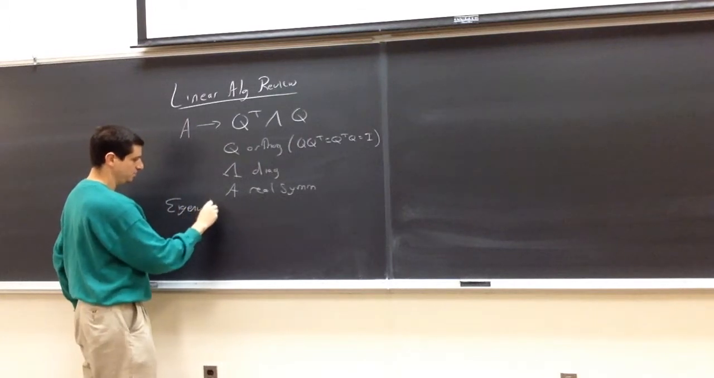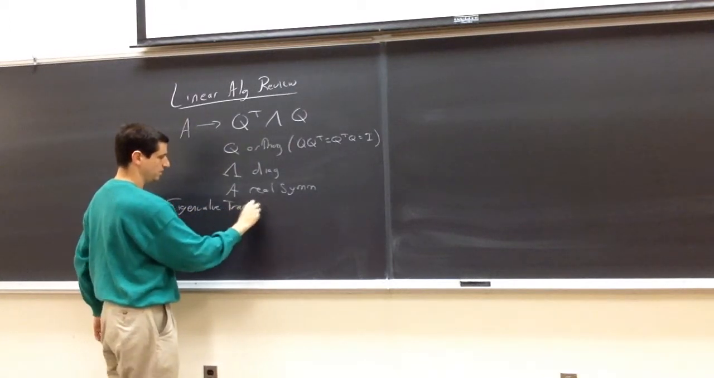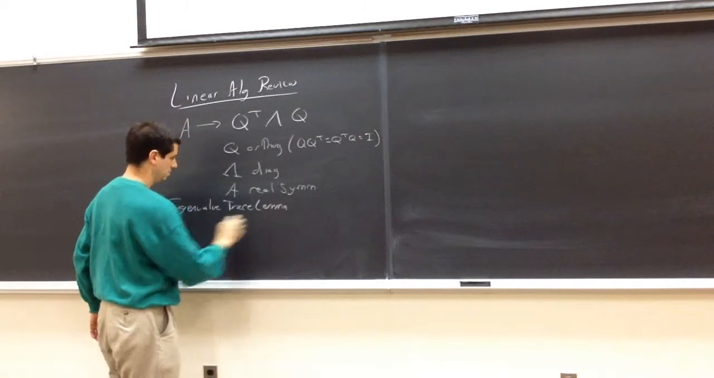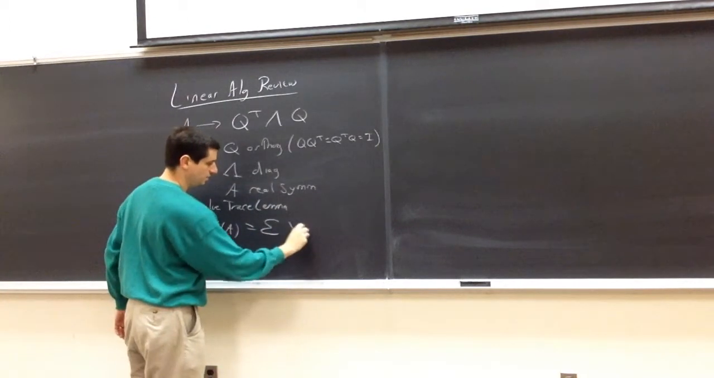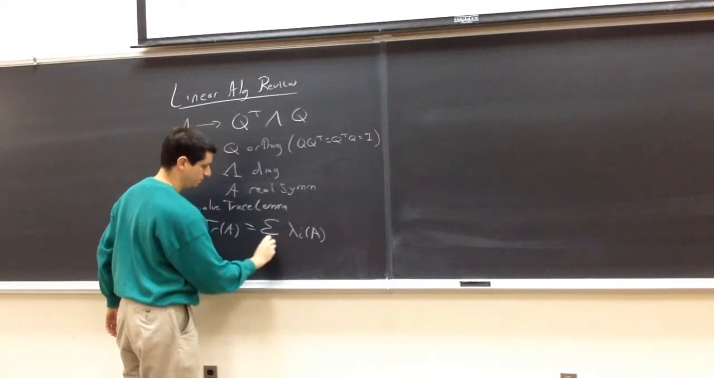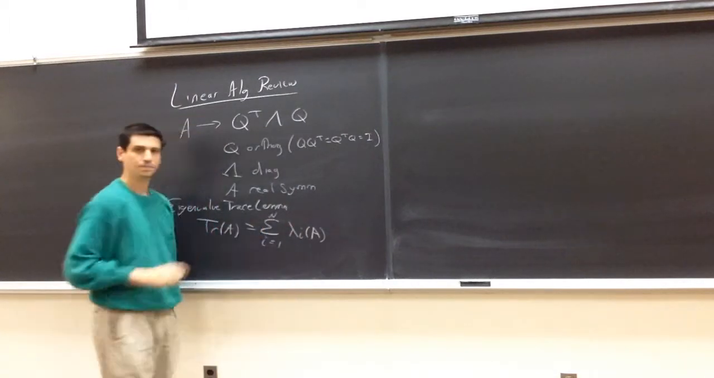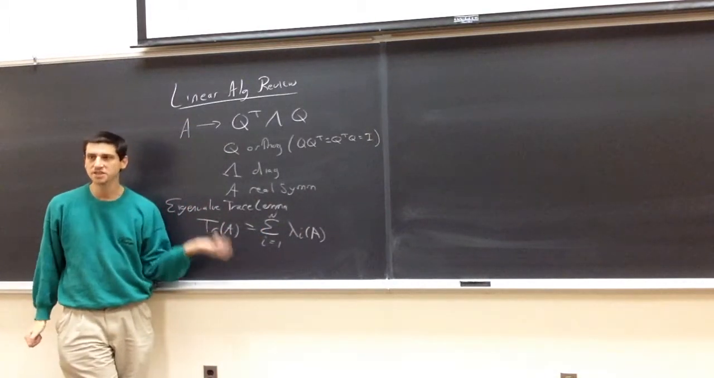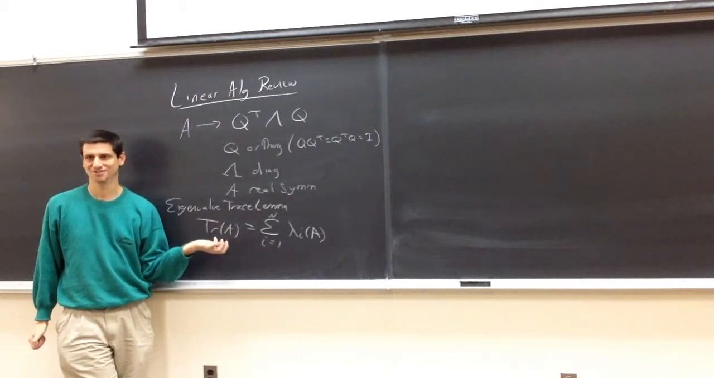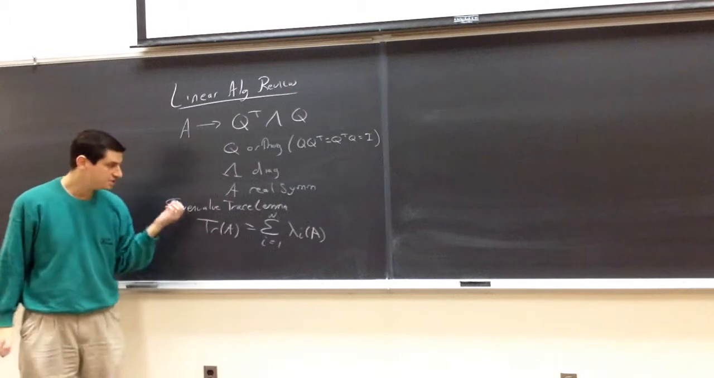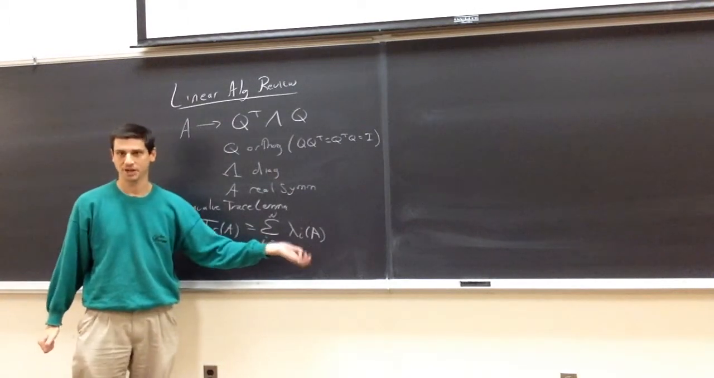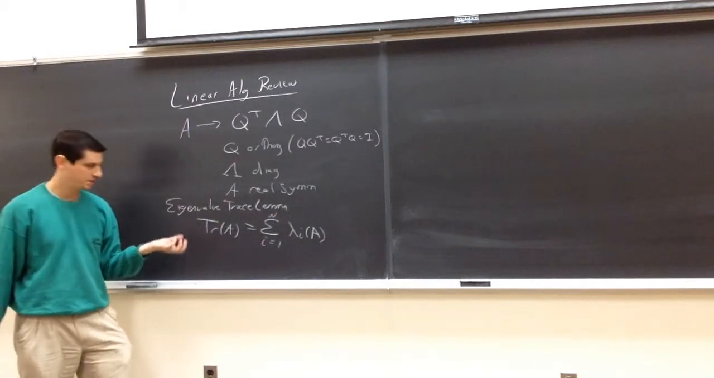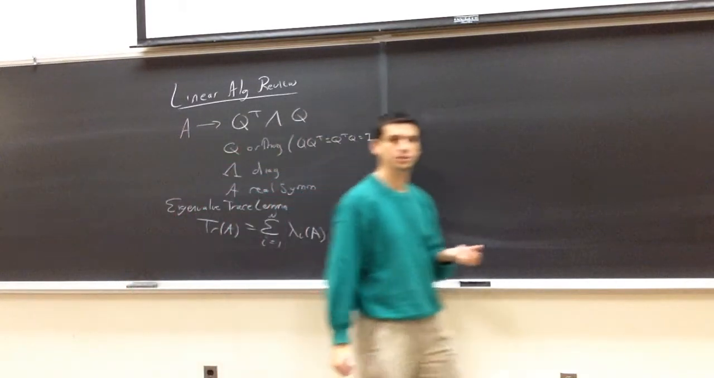The eigenvalue trace lemma: the trace of A is the sum of the eigenvalues lambda_i of A. Why is this the lemma of linear algebra? Because it's easy to see the diagonal entries. So in terms of computation, this is actually very nice. And that is a huge part of the answer, that this is computationally very easy to do.